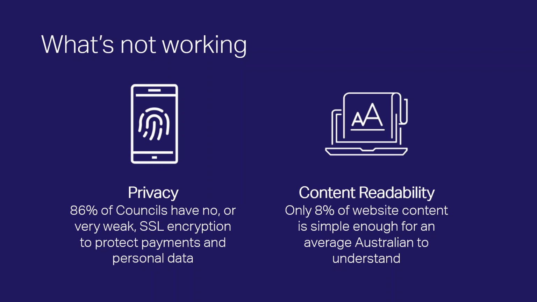So 86% of councils have no encryption or so weak that they may as well have none. And it'd actually be better if they didn't have it. 86%, so a huge number. The other item on this slide is content readability. Only 8% of website content is simple enough for the average Australian to understand.